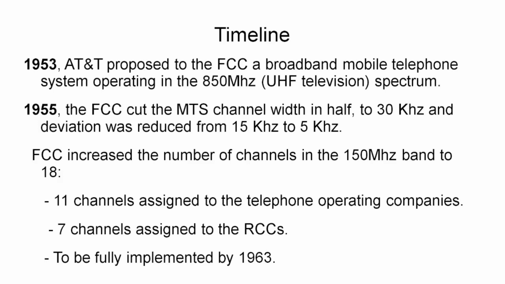In 1953, AT&T proposed to the FCC a broadband mobile telephone system operating in the 850 megahertz UHF television spectrum. In 1955, the FCC cut the mobile telephone channel width in half again to 30 kilohertz, with deviation cut to 5 kilohertz. The FCC increased the number of channels in the 150 megahertz band to 18, with 11 channels assigned to the telephone operating companies and 7 assigned to the RCCs, but it was not fully implemented until 1963.